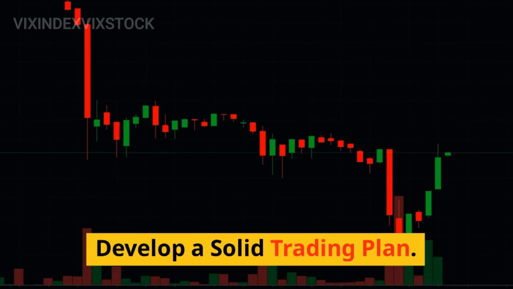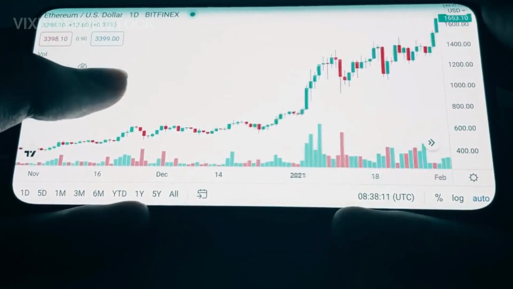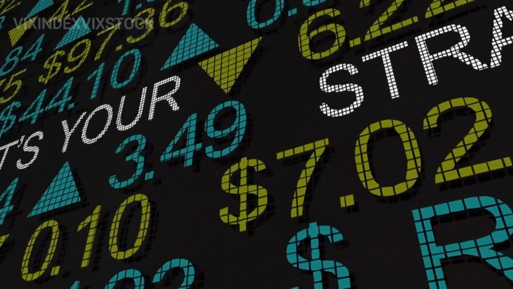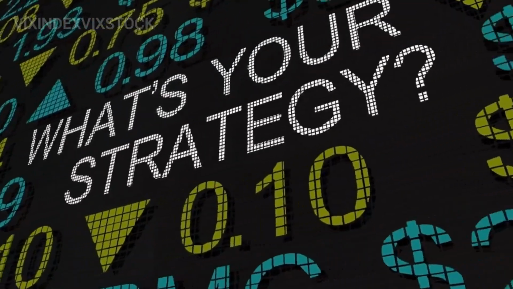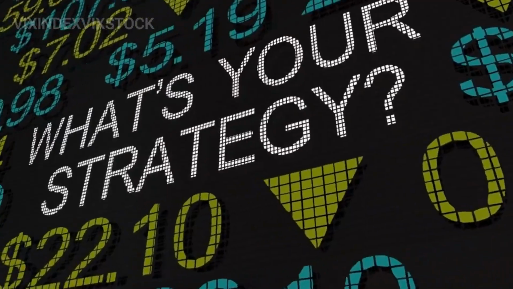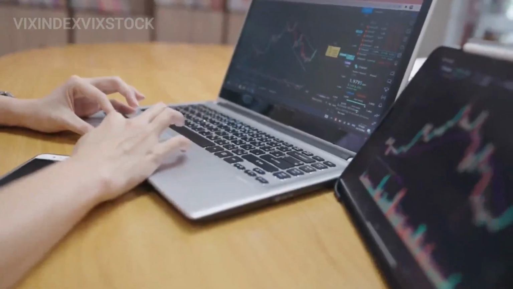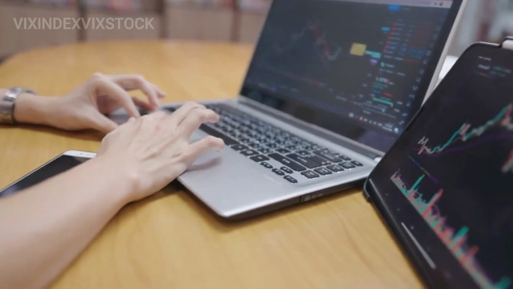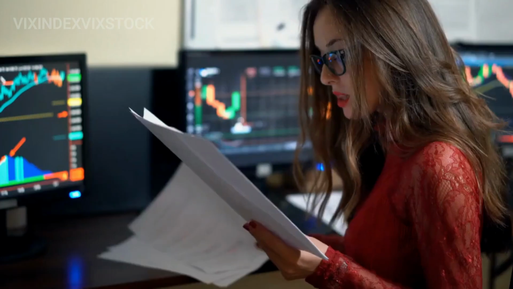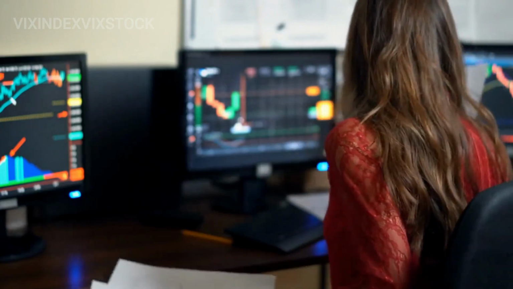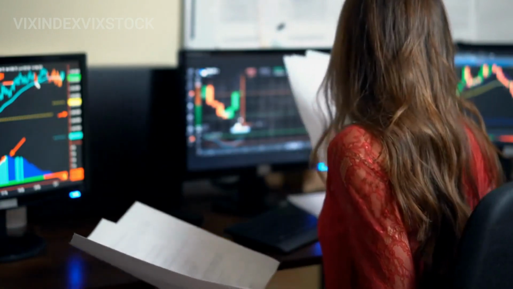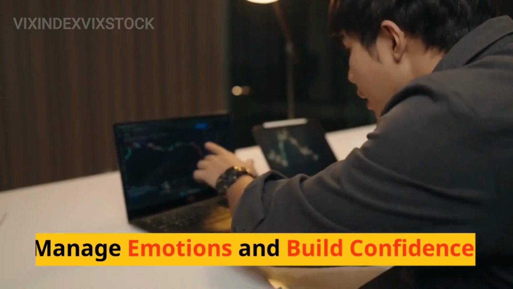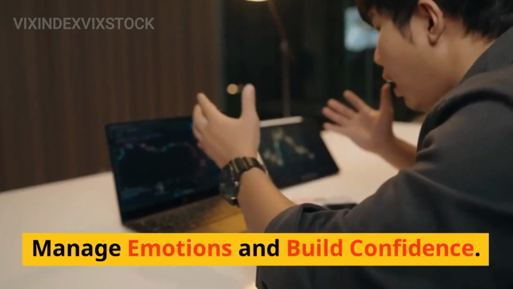Develop a solid trading plan. A well-structured trading plan is crucial for successful trading. Define your goals, entry and exit points, risk management strategy, and overall trading approach. Having a clear plan will help you stay focused on what matters most and reduce the risk of getting lost in unnecessary details. Moreover, a simpler plan with fewer components to analyze will enable you to make faster and more confident decisions.